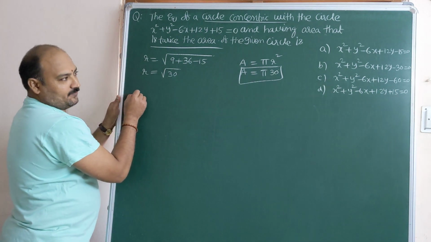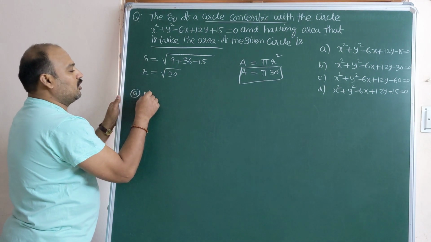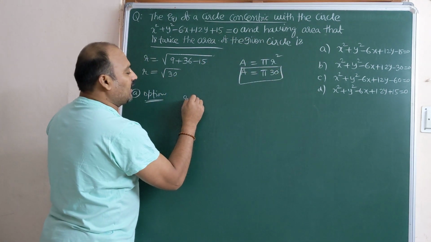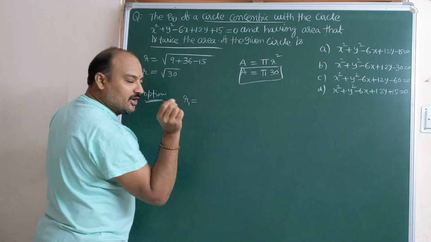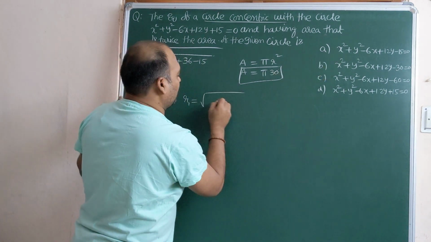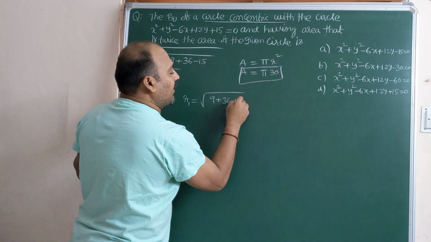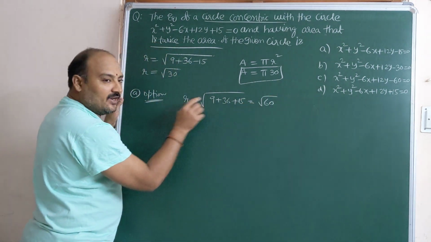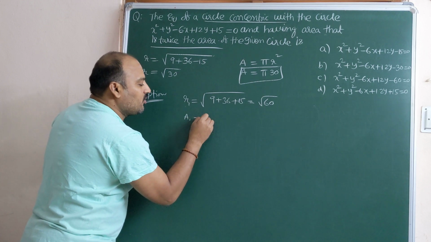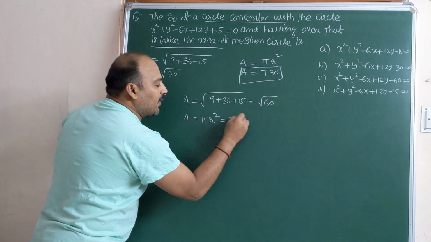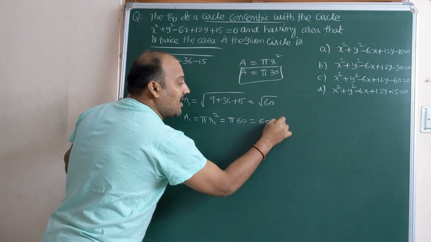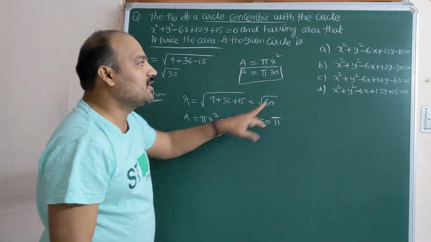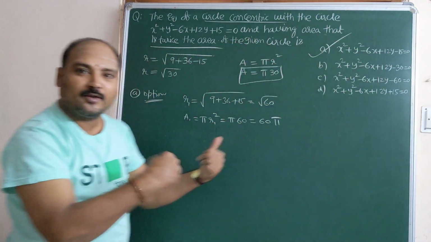First option verification. In the first option, calculate the R value, that means R1 you take it now. Root over 9 plus 36 minus of minus 15, 45 plus 15, 60, root 60. So R1 squared is 60, means A1 is equal to pi R1 square, so pi into 60, so 60 pi. Is it double or not? Double the area of the given. So first option is the right option. No need to go for other options.